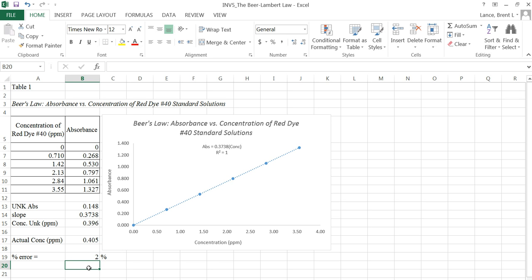Just like that. So from my data, I entered it in here into Excel. I got the Beer's Law curve, and then I got my unknown's absorbance, and I used the slope from the equation, and then I used that to calculate the concentration, and then compare that to the actual concentration for the red dye in the unknown, and then I calculated percent error to quantify that just a little bit. Just say, hey, this is what the experimental result was. This is what was revealed as the actual concentration. This is the percent error between the two.